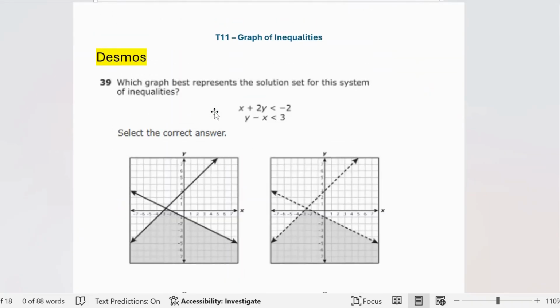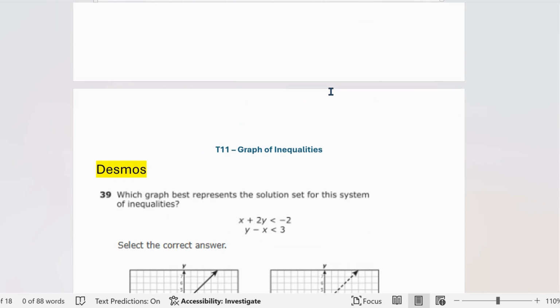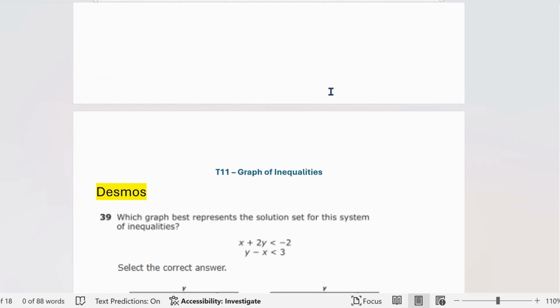Graphing inequalities. Here we go. Let's review inequalities first, before we start. So let's start with drawing.